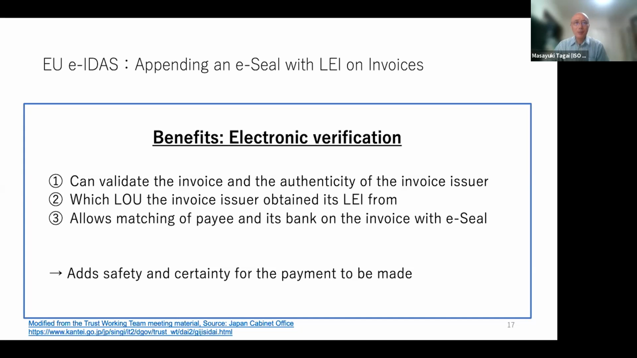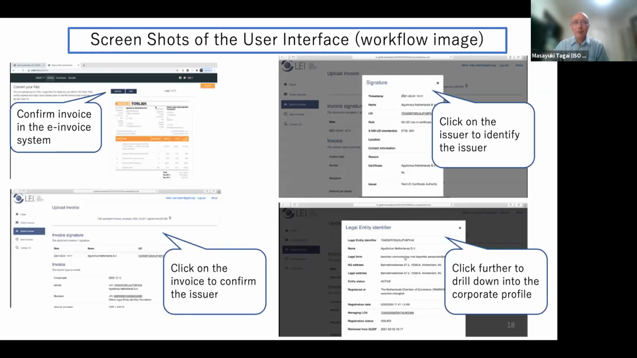And if we go on to the next page, this is, let's say, a mock-up demonstration that GLEIF has helped put together. In reality, if everything's automated, you wouldn't be looking at input screens, but you can obviously confirm what the invoice is in the system. You can click on the invoice to confirm who the issuer is. Once you click on the issuer, you can identify the issuer and further drill down to see what the corporate profile is within the registry and such.